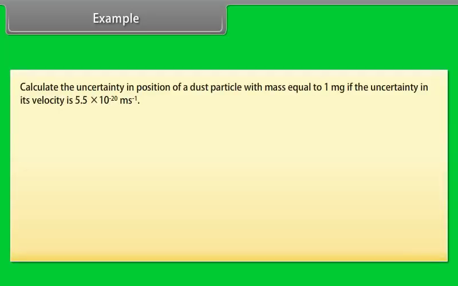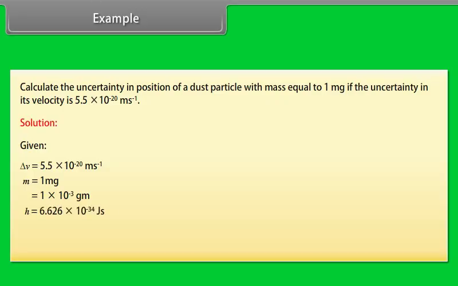Example: calculate the uncertainty in position of a dust particle with mass equal to 1 mg if the uncertainty in its velocity is 5.5 into 10 raised to the power minus 20 meter per second. Solution. Given delta v is equal to 5.5 into 10 raised to the power minus 20 meter per second. m is equal to 1 milligram, which is equal to 1 into 10 raised to the power minus 3 gram. h is equal to 6.626 into 10 raised to the power minus 34 joule second.